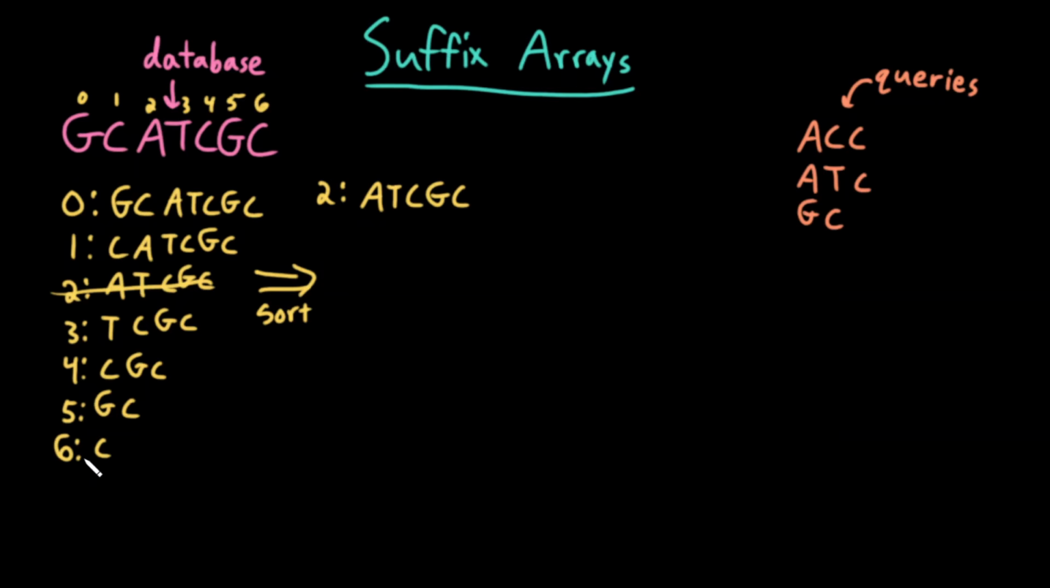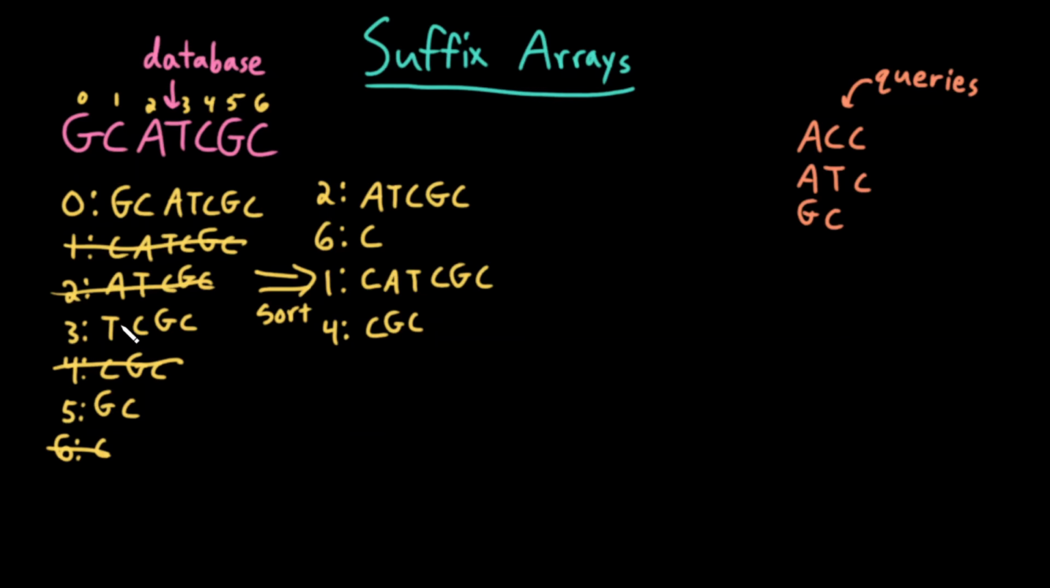The next ones start with C, so I have this one and this one and this one. This one is the smallest alphabetically, because it's just the letter C. So index 6, I have the letter C. The next one is, out of these two, CA versus CG, this one's smaller. So index 1, I have CATCGC. Now this one's the next alphabetically. So index 4 is CGC. Okay, that's all the C's.